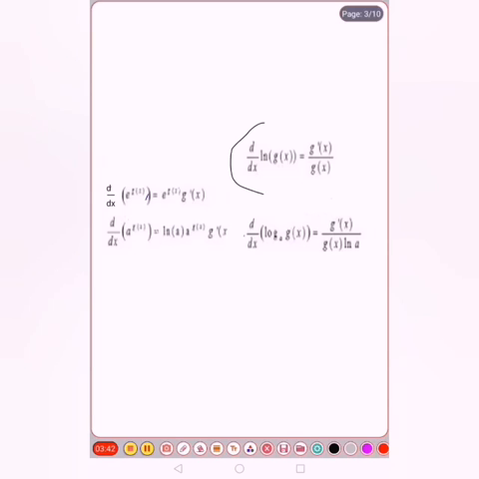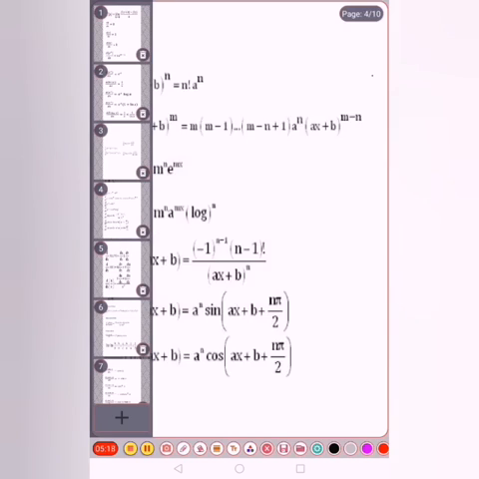Now differentiation of log g(x) is equal to the differentiation of function g(x) divided by g(x). Now the last one is d/dx, that is differentiation of log g(x) to the base a. Differentiation of log g(x) to the base a is equal to the differentiation of the function g(x) divided by g(x) into log a. Okay, now some more formulas.